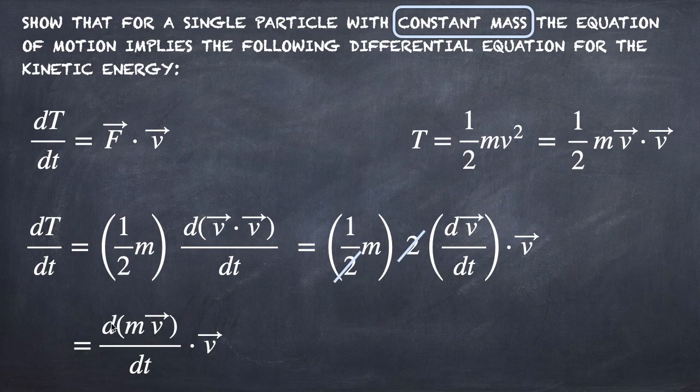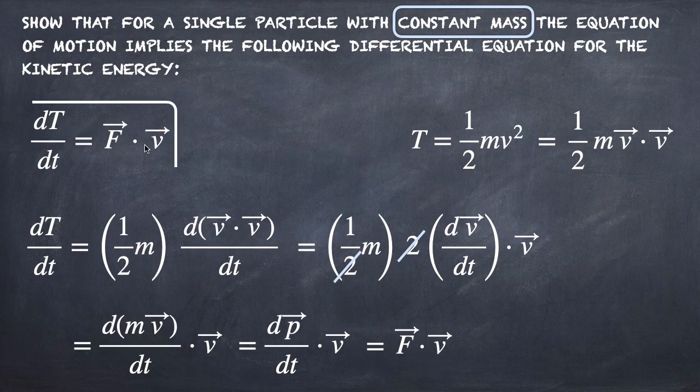So we obtain the derivative of mv dot v, and mv is the definition of the momentum. So now we have the time derivative of the momentum, which is the force, in a scalar product with the velocity, which is exactly what we were looking for.